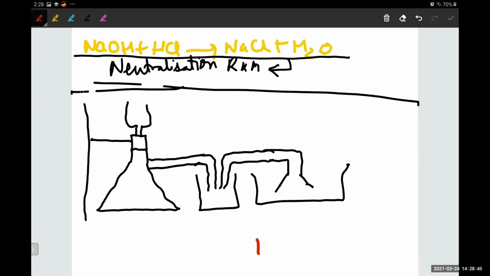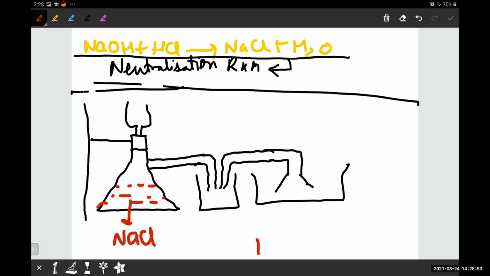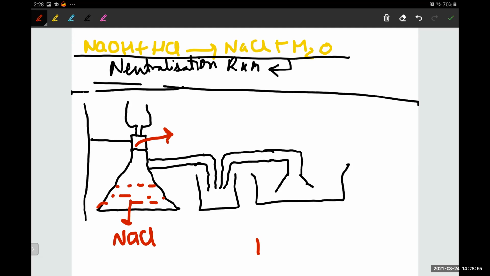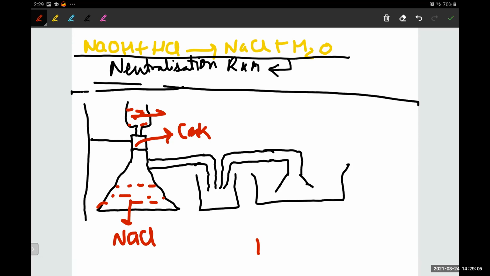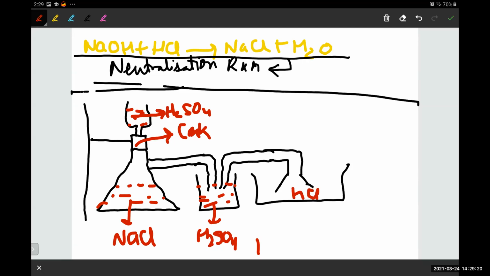In the first one, this is the solution in which we have NaCl, that is salty water, now just molten NaCl. Here is the cork. This is the thistle funnel upstairs, and there we have H2SO4. Next, we have this beaker also, in which H2SO4 is there again. And here, at last, we get HCl.